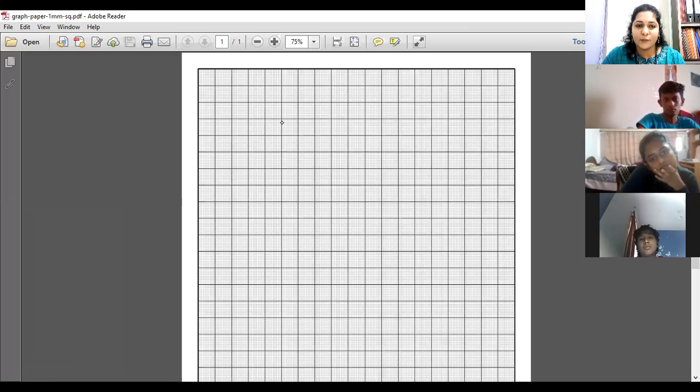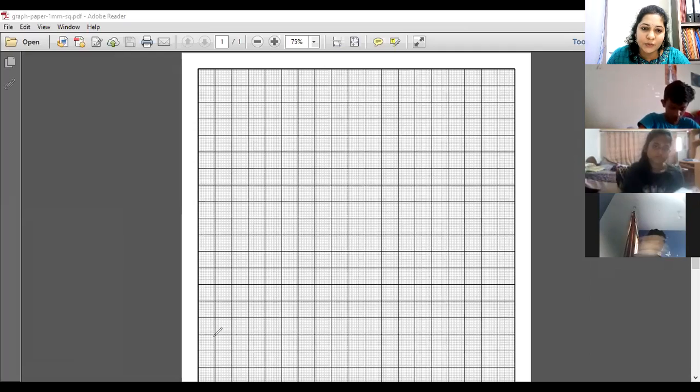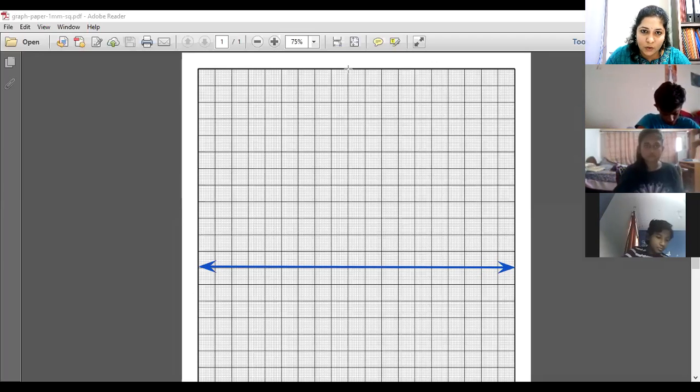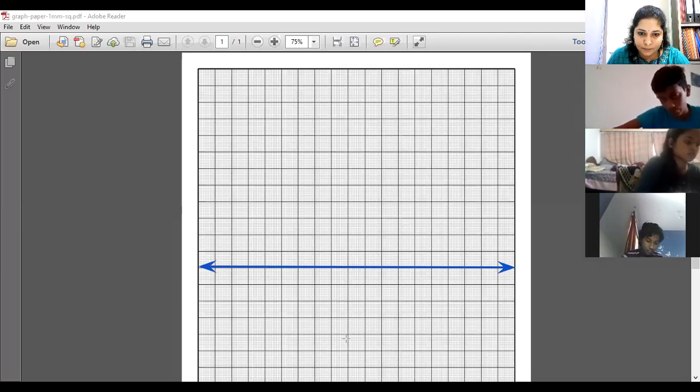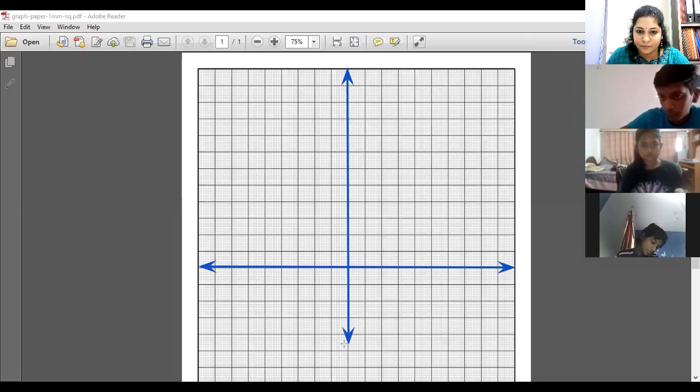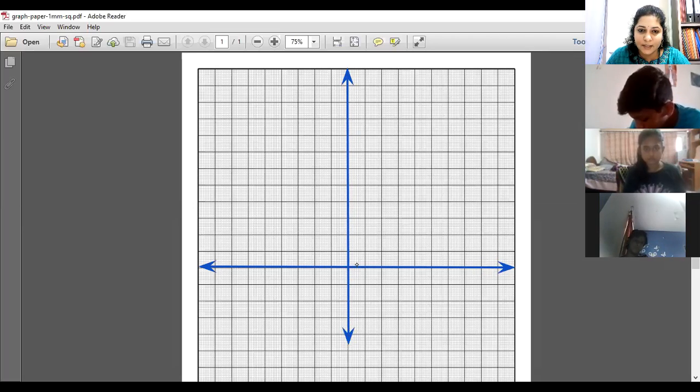So now, what is the first thing which you have to plot on a graph? You have to first draw your axes. So how to draw the axes? We have understood this, is it not, when we did coordinate geometry. So first draw your x-axis, and then draw your y-axis. You can just work out with me simultaneously, so it will be done all in one shot.